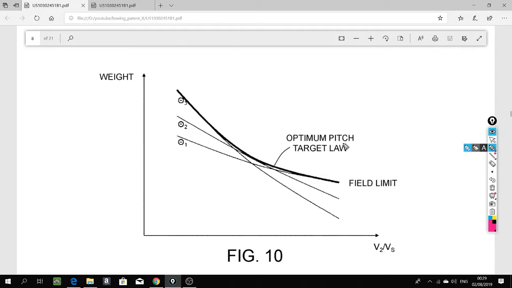So it means that all these graphs are limited here. There's a limitation here. This limitation is called the optimum pitch target law. These curves should not cross beyond this point, and this is a very optimum point as well. So this is called the optimum pitch target law line, you can call it this way. I hope you are following it. It's very interesting but pretty simple stuff going on here.